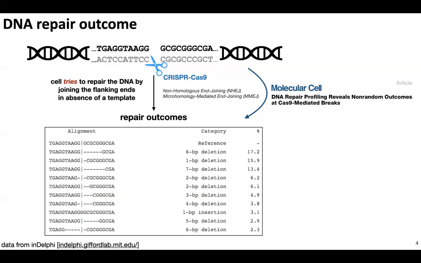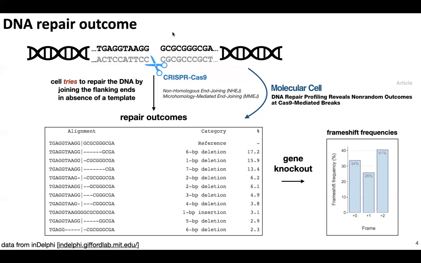For example, for a gene knockout study, one can use these algorithms to evaluate the efficiency of gene knockout by looking at the predicted value of the fraction of cells that will get a 0 frame shift. So in this case, we have used the inDelphi software at this particular location of the genome, and inDelphi predicts that about 34% of the cells will get a 0 frame shift.